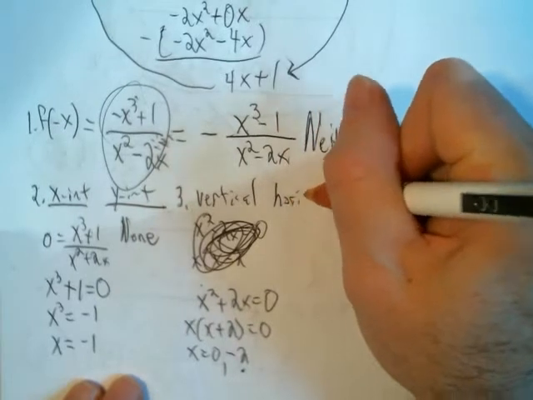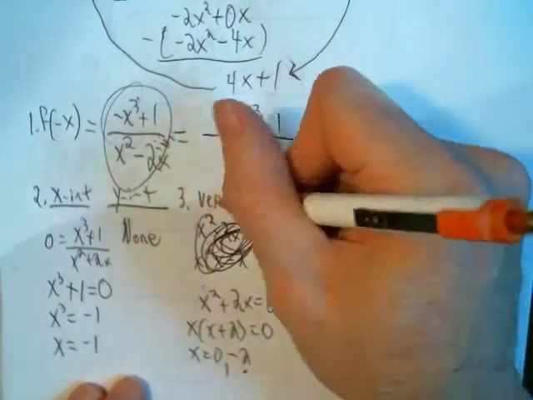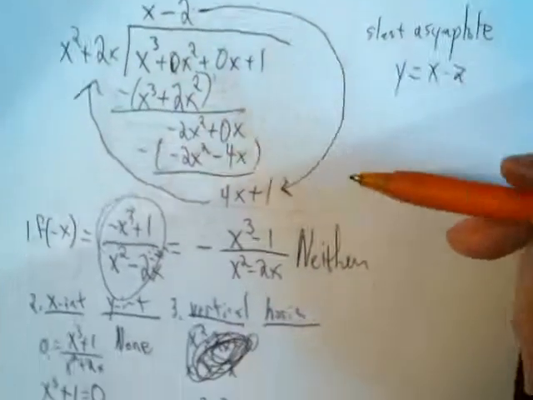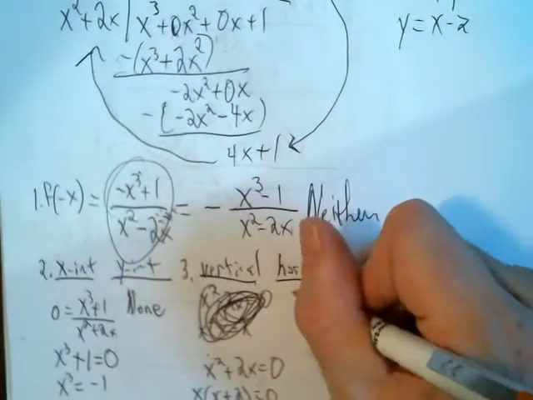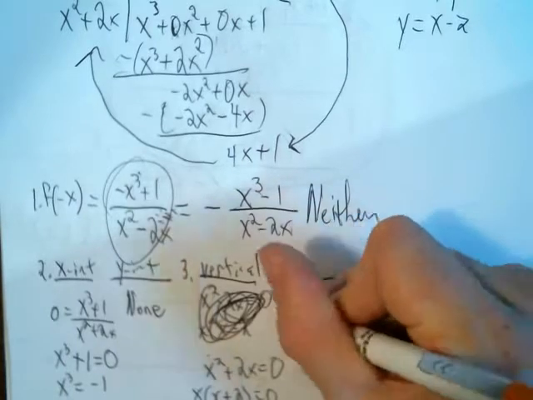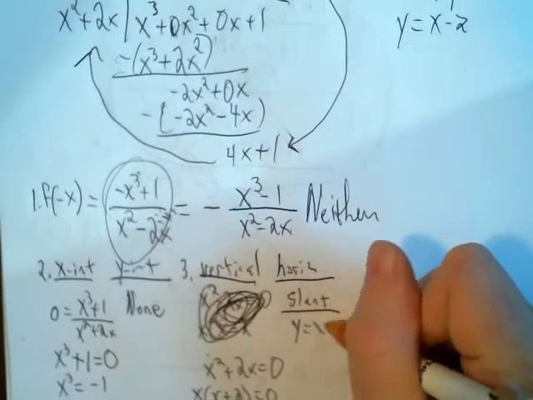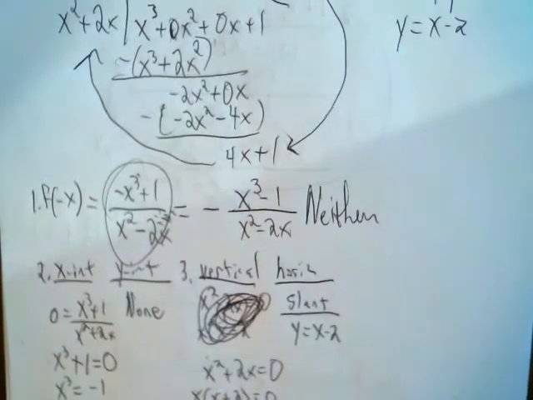For the horizontal asymptote, the numerator's degree is greater than the denominator's. So there's no horizontal asymptote, but there is a slant asymptote. Maybe we should say slant and then put y equals x minus 2. And what else? We need maybe some extra points eventually.